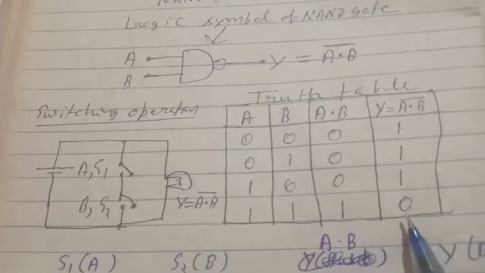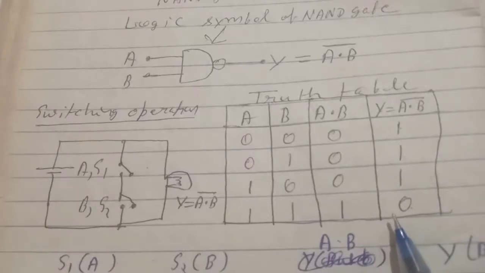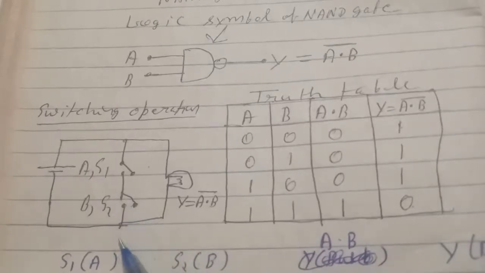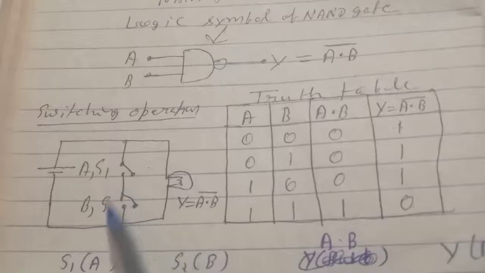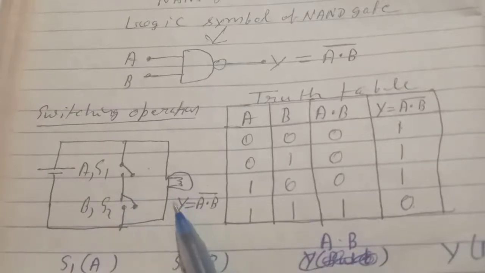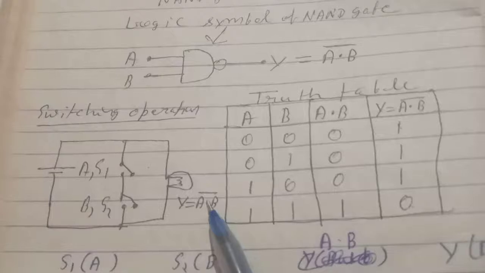So in NAND gate, now it can be represented by switching operation. This represents input A, and this represents input B, S1, S2, and this is the output of NAND gate, Y equals to A dot B bar.